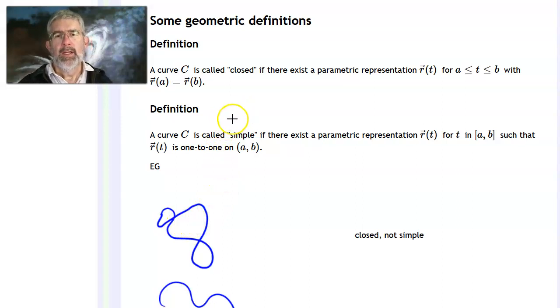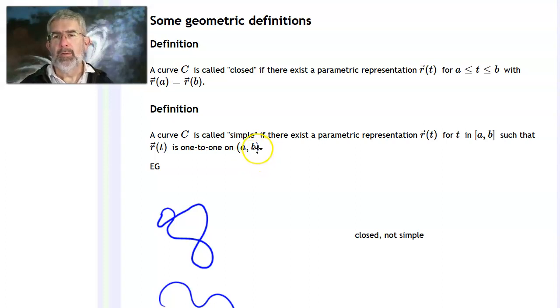Right? Another definition here, a curve is called simple if there exists a parametric representation for t in the closed interval from a to b, such that r of t is 1 to 1 on the open interval from a to b. Okay, so first of all, interval notation. This with the square brackets is the same thing as that up there. It includes the endpoints, where with the open parentheses here, it does not include the endpoints.